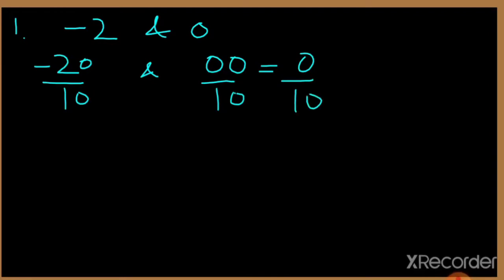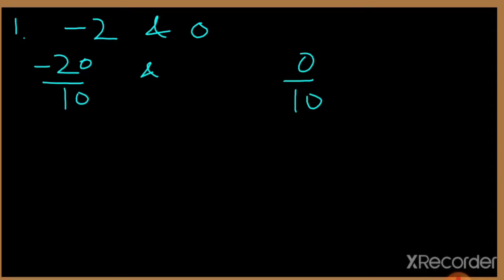So it will be 0 by 10. So I can write -2 as -20 by 10 and 0 can be written as 0 by 10, because 0 by 10 remains 0 and -20 by 10 will remain -2. You just have to take care that the basic value on reducing the number should remain the same. Now we have two numbers: -20 by 10 and 0 by 10. I have to find 3 rational numbers between them. Now I can easily find the numbers between them.